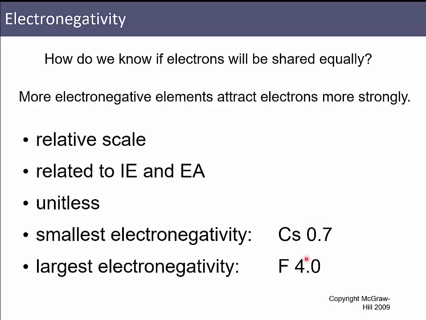Fluorine, on the other hand, really wants to pick up an electron, so it's going to be our most electronegative atom. It wants to gain an electron to make that noble gas configuration, to make that octet. So this is coming from Pauling.